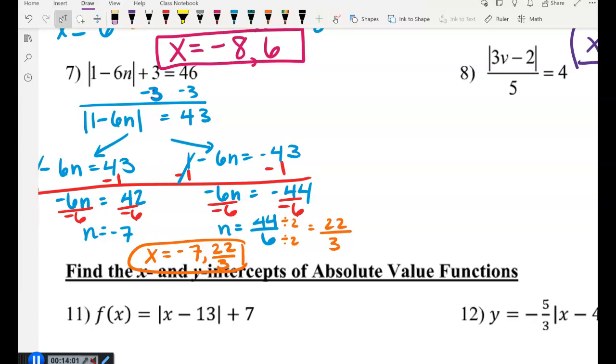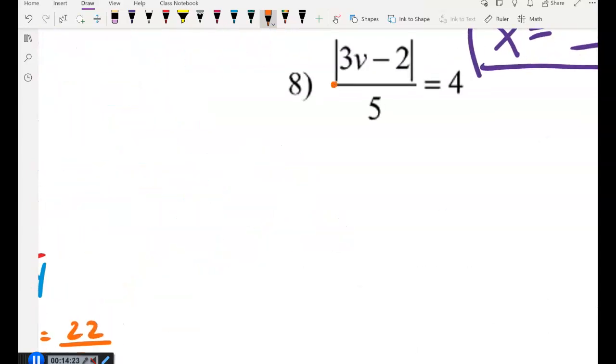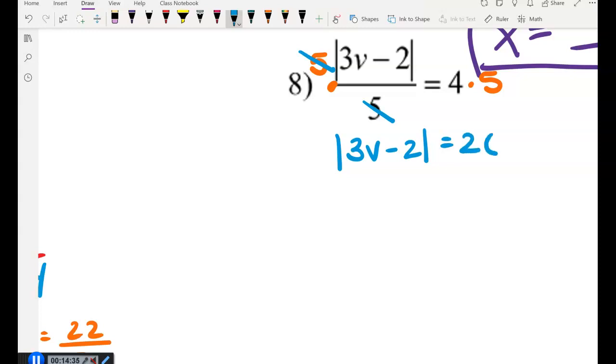So Zoe, is that number 8? It's the absolute value all isolated. No, you're right. What do we need to get rid of so that way it could be isolated? So students, how do we get rid of that 5? Multiply the right side by 5. What you multiply to one side, multiply to the other. So now that we multiply, that and that will reduce. So now we only have absolute value of 3v minus 2 equals positive 20.